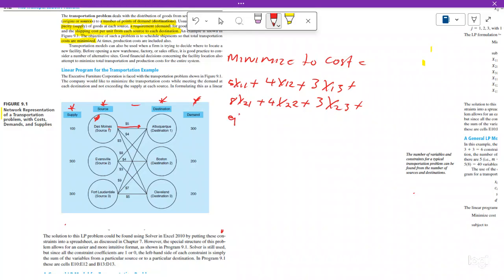So it's going to be 9x31 plus 7x32 plus 5x33. Right. Subject to, meeting this constraint.